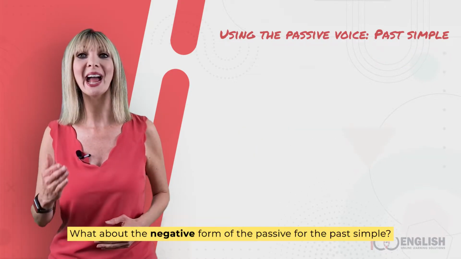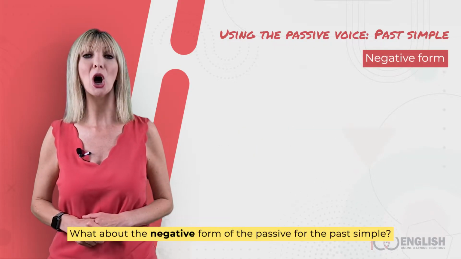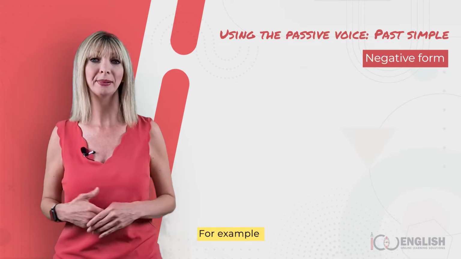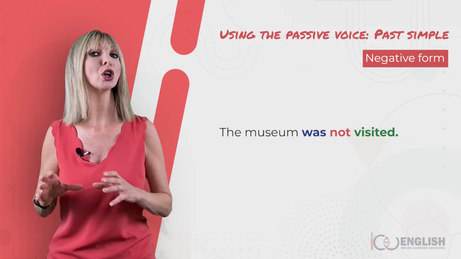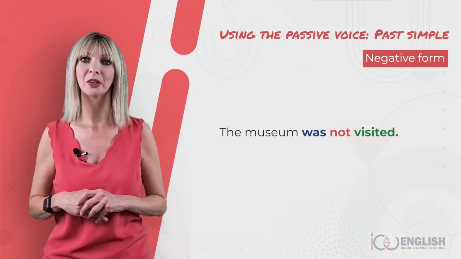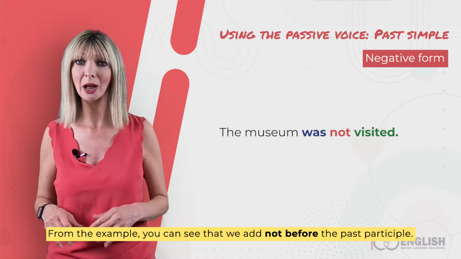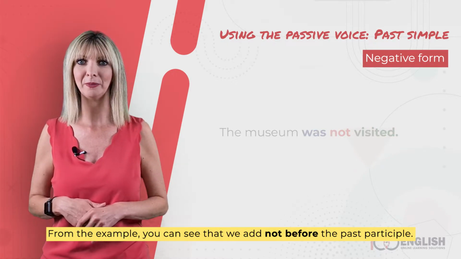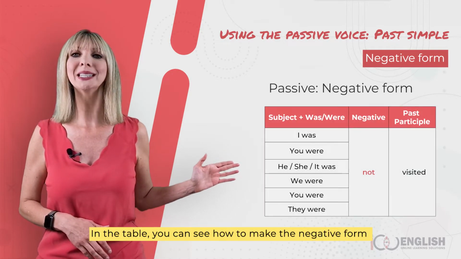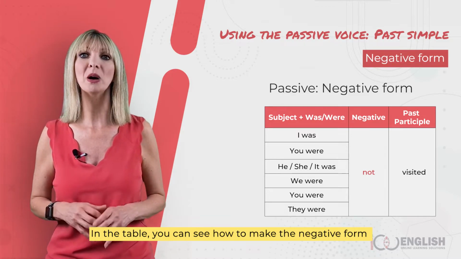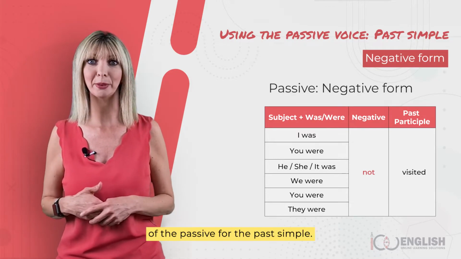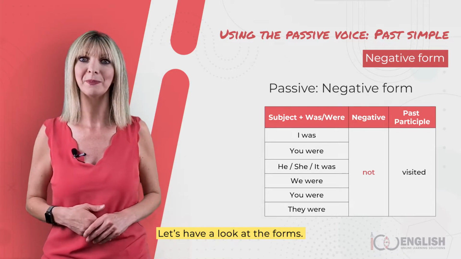What about the negative form of the passive for the past simple? For example, the museum was not visited. From the example, you can see that we add not before the past participle. In the table, you can see how to make the negative form of the passive for the past simple. Let's have a look at the forms.